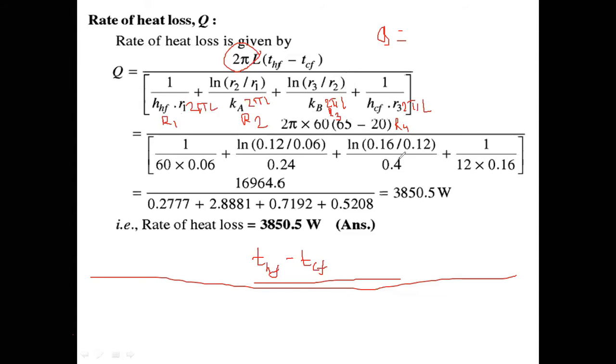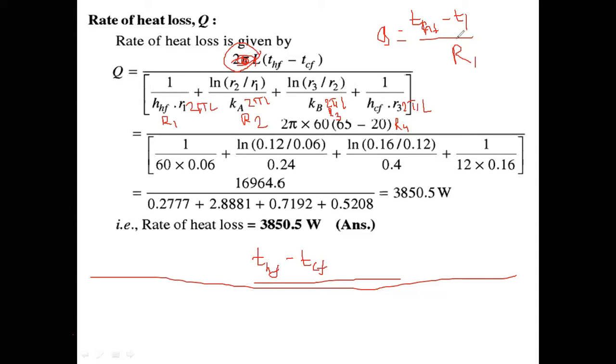Okay, so for this Q, suppose in this problem if we find out the intermediate temperature T1, তাহলে কি হবে, for this Q equals THF minus T1 by resistance 1. তাহলে this is your resistance number 1, এখানে এই টার্মটা থাকবে না. So this is the resistance number 1. So you calculate all the resistances. So from this you calculate T1.